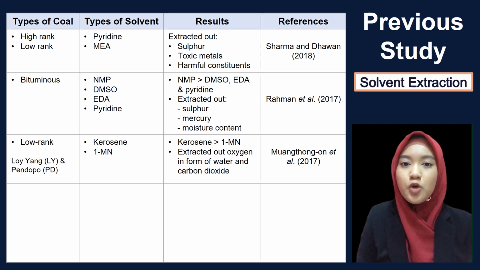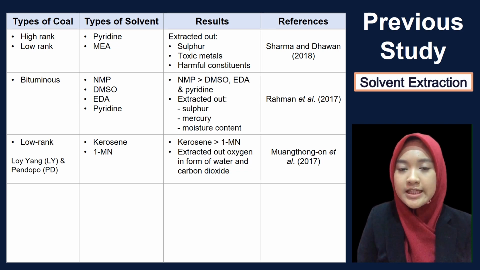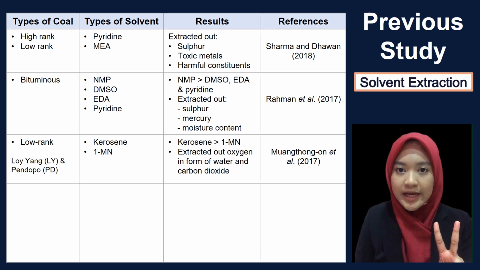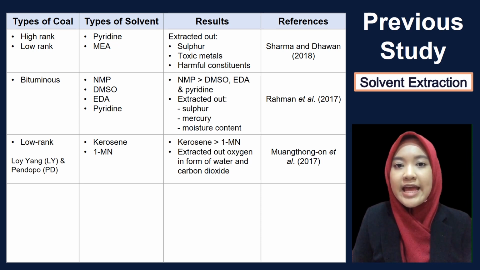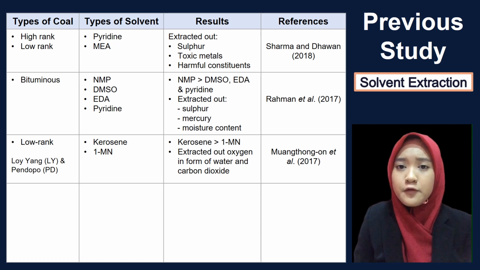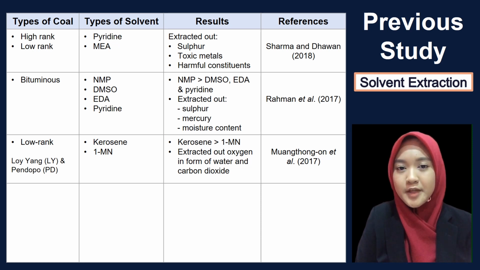In another work, Muangthong et al. 2017 utilized kerosene and 1-methylnaphthalene as solvents for extraction of coals. Kerosene was found to be the efficient solvent for extraction of two low-rank coals, Loy Yang and Pendopo, as it has a low boiling point, thus it is more effective to be separated and recovered from the product that had been upgraded. Overall results presented that low-rank coals were upgraded by removing the oxygen in the form of either water or carbon dioxide during the treatment.